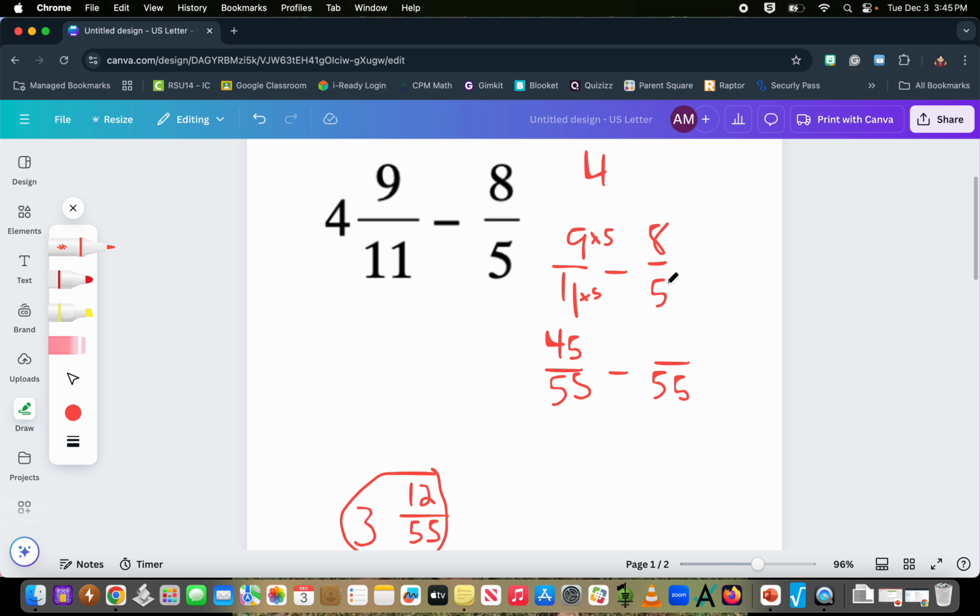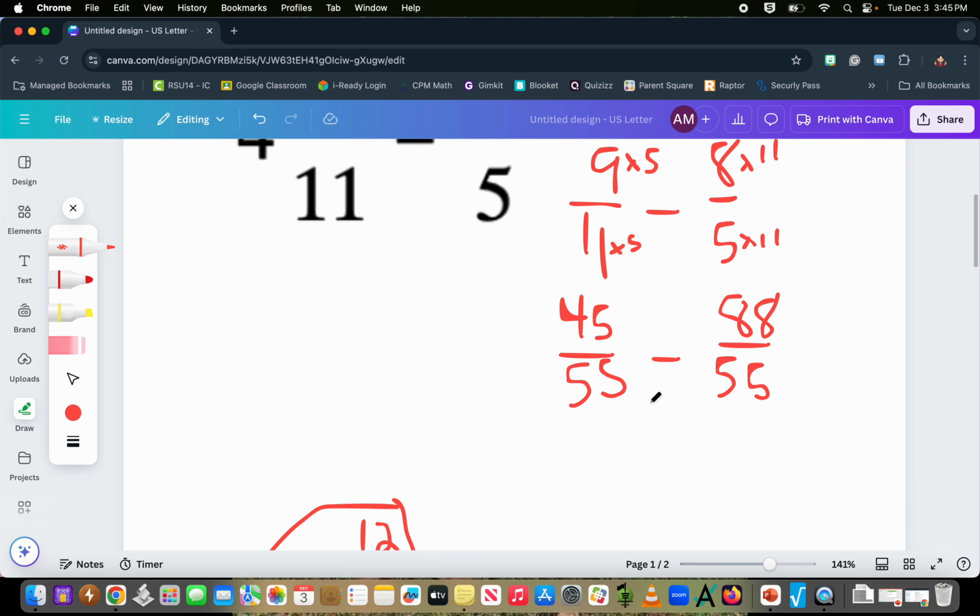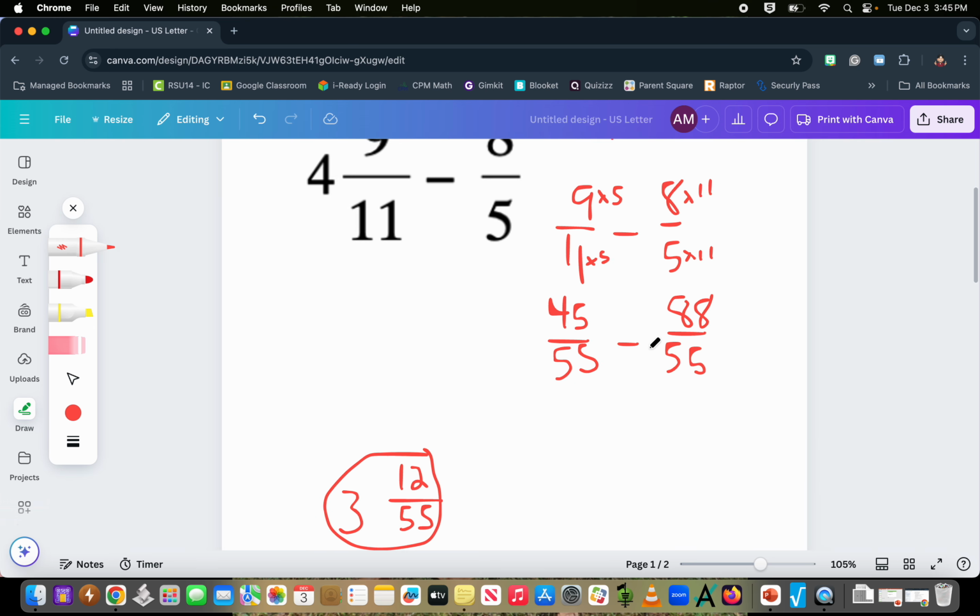And then I get over here 5 times 11. And whatever I do to the denominator, I need to do to the numerator. And 11 times 8 is 88. Okay. I've got much smaller numbers now when we look at it this way, right? So I've got 45 minus 88. Okay? The other way to think of it is if I change it to addition, I add the opposite. So I'm going to subtract these two numbers. So 88 minus 45. I get 8 minus 5 is 3. 8 minus 4 is 4.